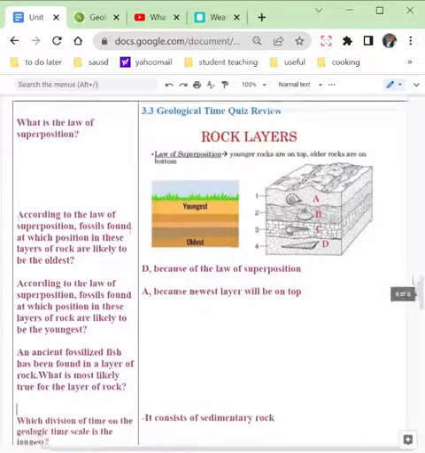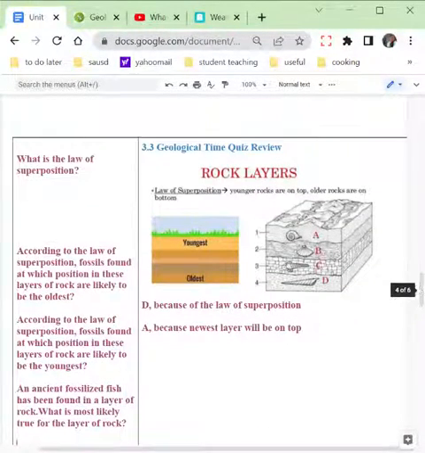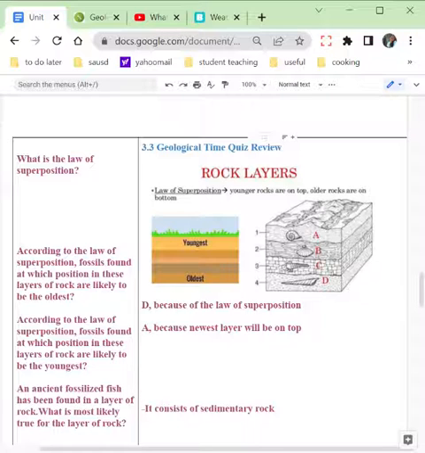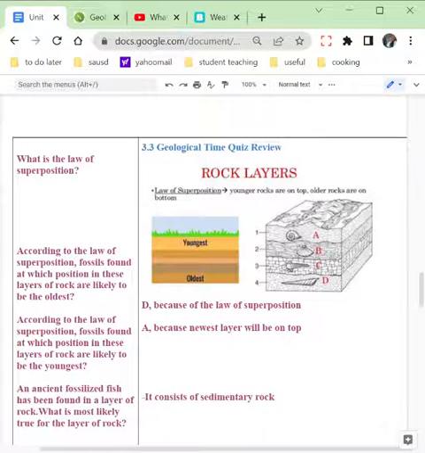So let's say a scientist finds an ancient fossilized fish in one of these layers. What's most likely true is what we just talked about with sedimentary rocks. They form layers and keep on stacking on top of each other. So most likely they'll have some type of sedimentary rock.